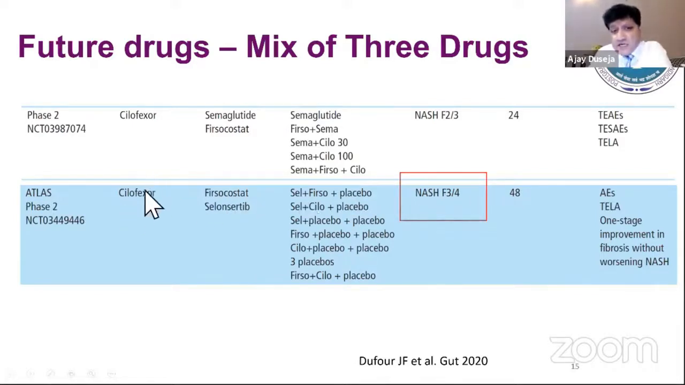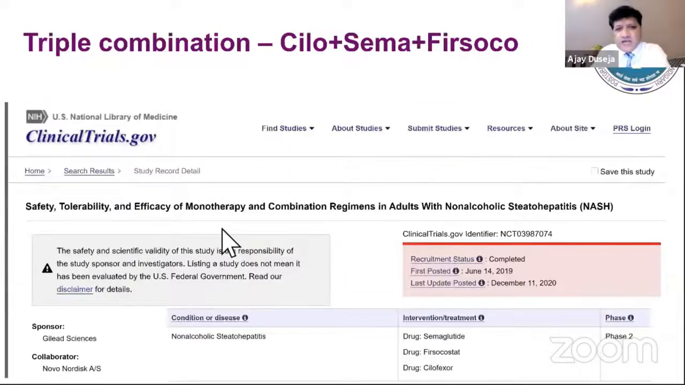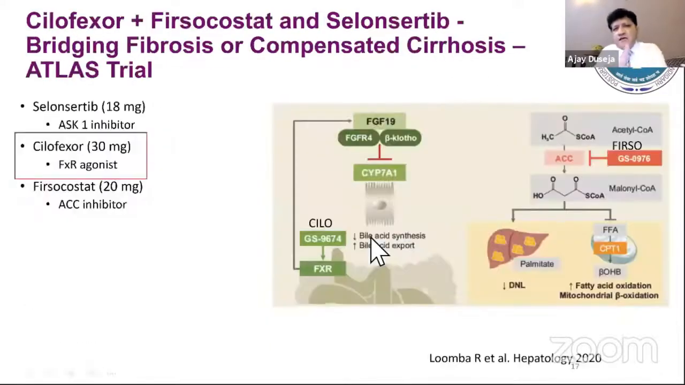And they used 3 drugs. One is cilofexor, then Firsocostat, which I said is the ACC inhibitor, and selonsertib, the ASK1 inhibitor, for which Gilead had 2 big trials, STELLAR 3 and 4. Ultimately, selonsertib had failed, but in this trial, they were using this combination. As I said, this is the trial using cilofexor, semaglutide and Firsocostat, but the trial whose data I want to show you was published last year, called the ATLAS trial. And they had 3 drugs.